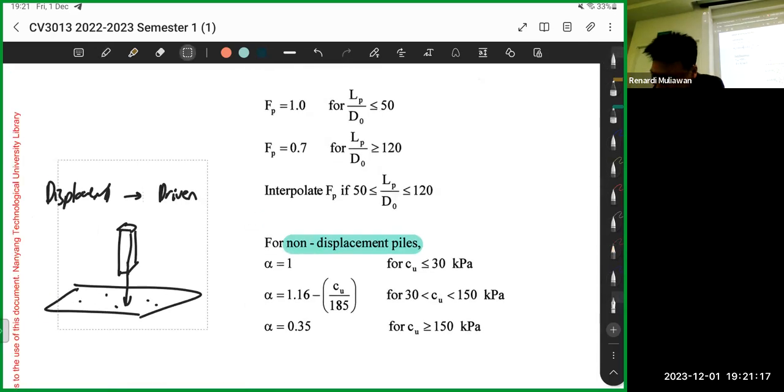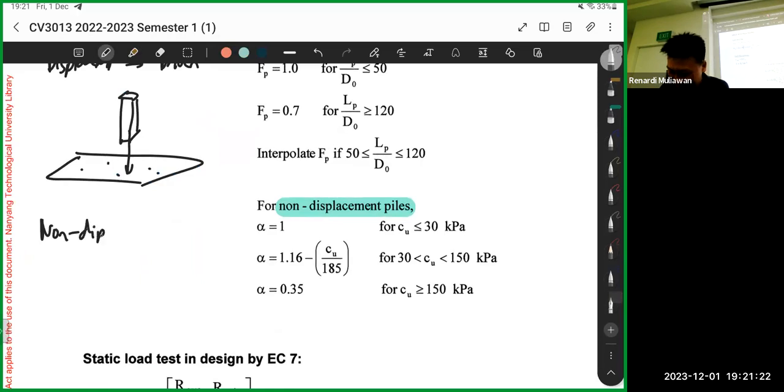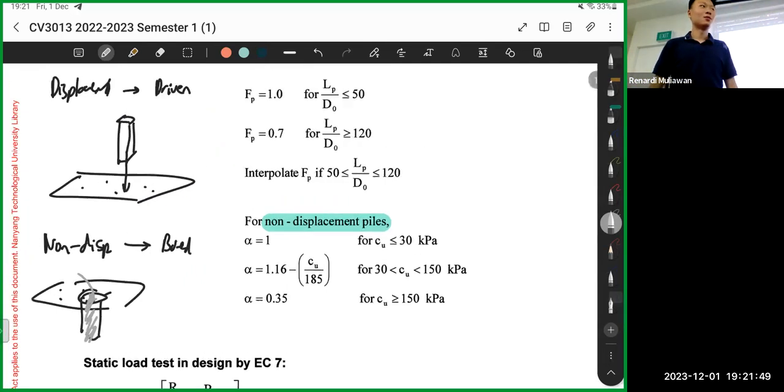But anyways, for non-displacement, this one is your bored pile. So what this means is, you have your soil. You drill a hole first. Then you put concrete inside. So that's what a bored pile is. You dig the thing first, so you don't displace the soil. That's why it's a non-displacement pile.